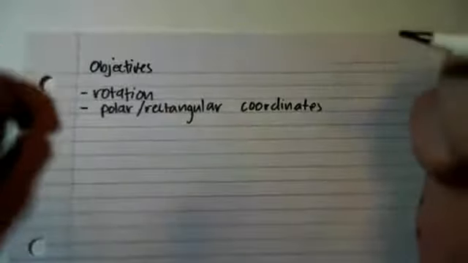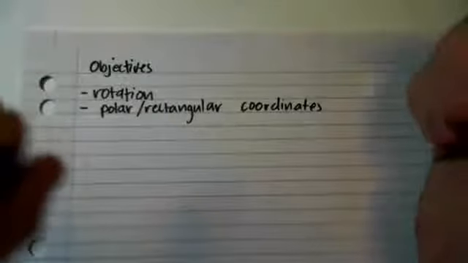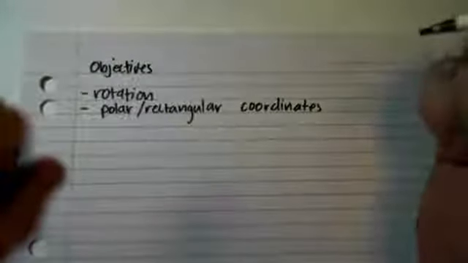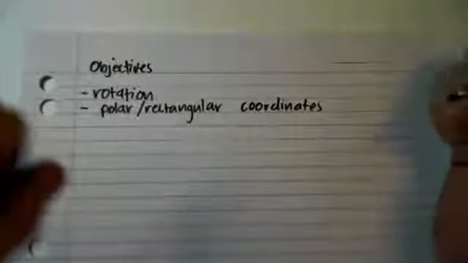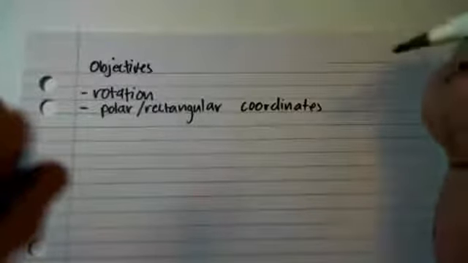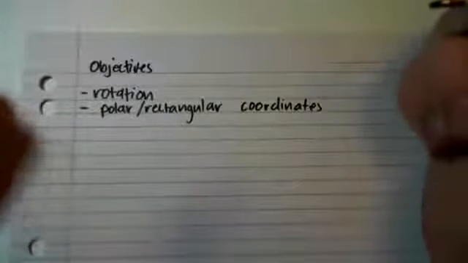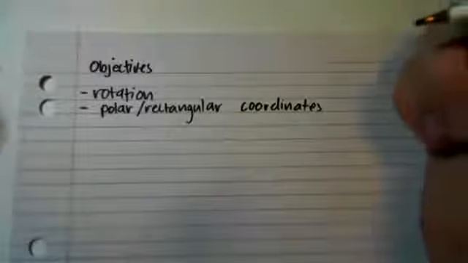Hey everyone, this is a video on rotation and the correlation between polar and rectangular coordinates. I'm also going to be deriving velocity and acceleration from position, but that's only going to be in scalar terms.